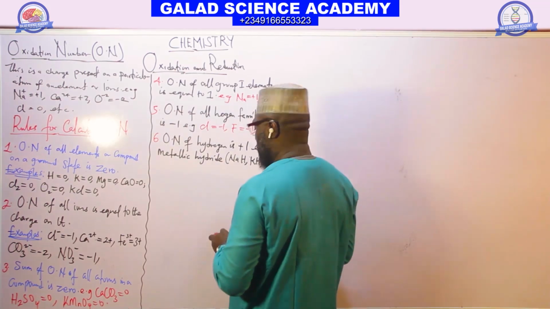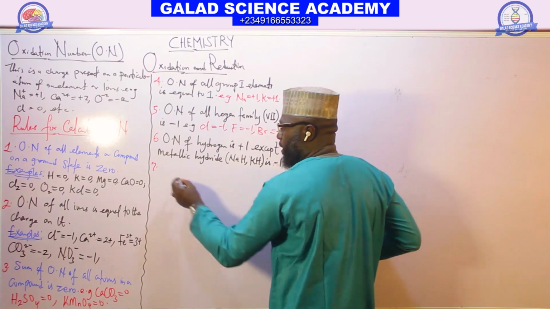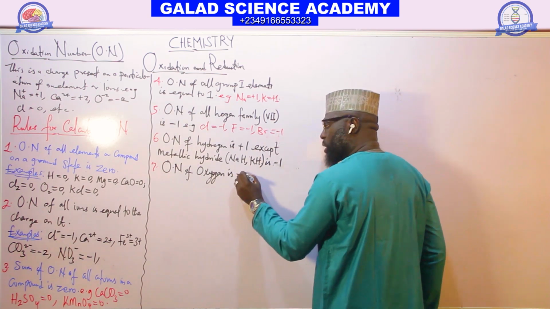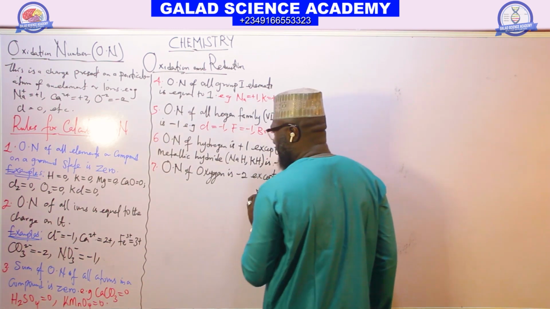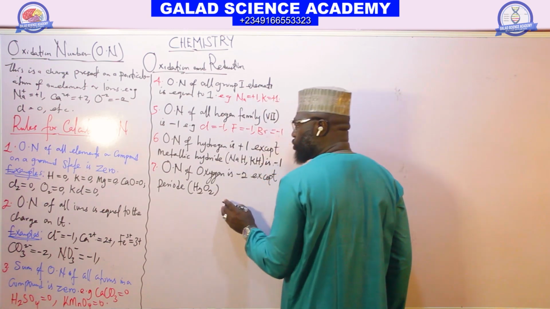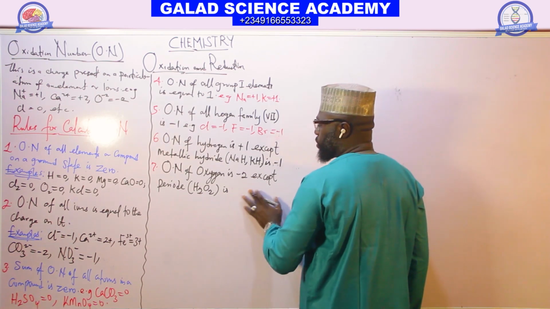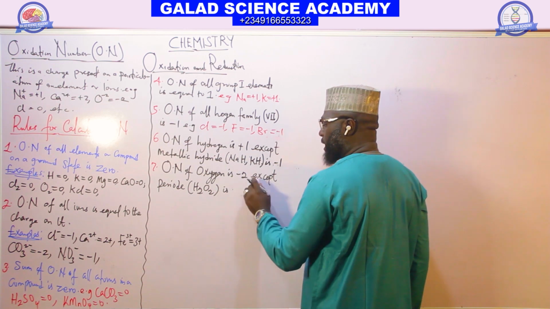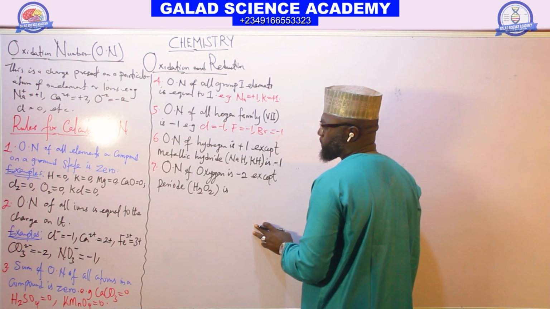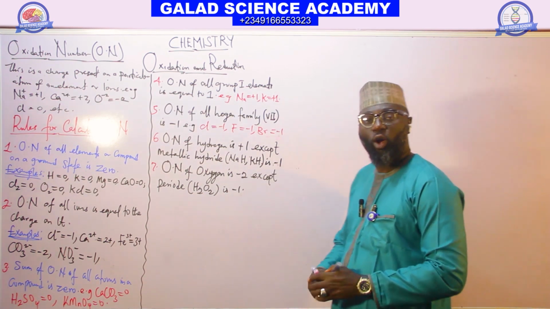So the next one is rule 7. The oxidation number of oxygen is always minus 2, except in peroxide, which is H2O2. Here hydrogen is +1, and oxygen is minus 2 normally, but in peroxide it is minus 1.